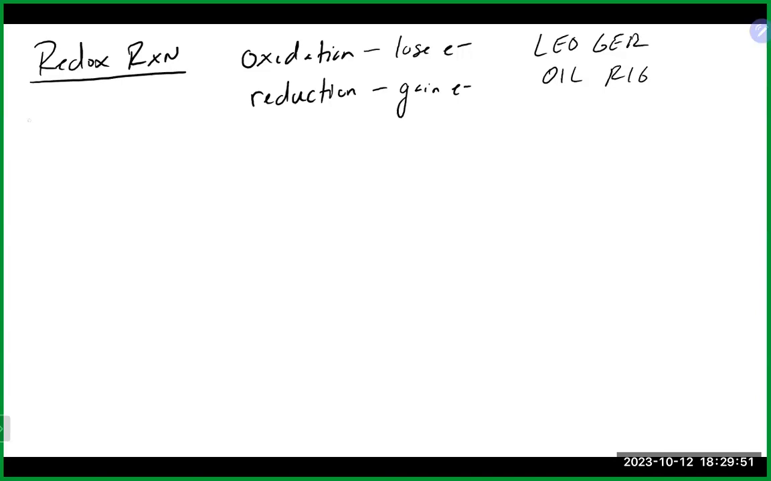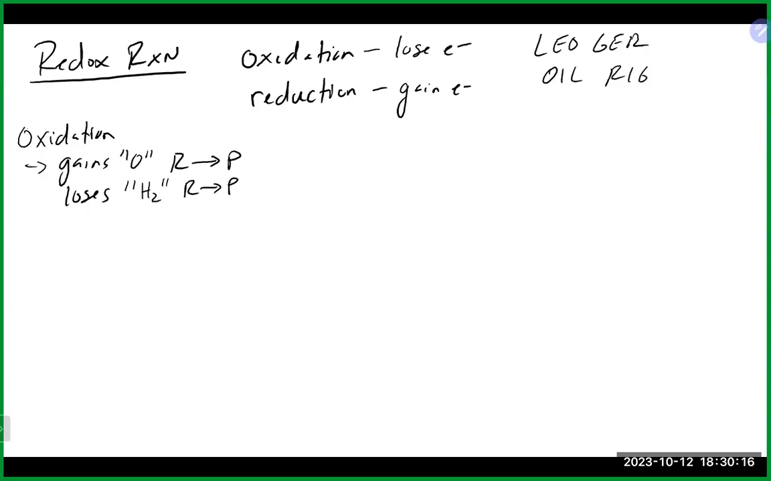So just give you those definitions as well. Another couple definitions of oxidation that we probably won't use all that much here in this class is when something gains oxygen as it goes from the reactant side to the product side, and when something loses hydrogen as it goes from the reactant side to the product side. So those are really three definitions of oxidation: something that loses electrons, something that gains oxygen, something that loses hydrogen.